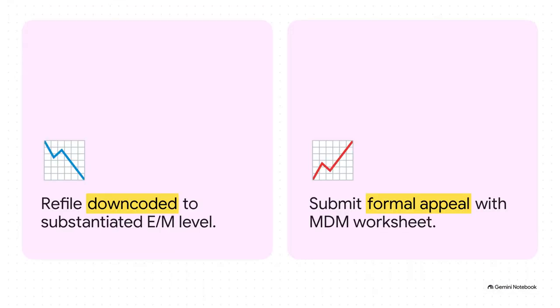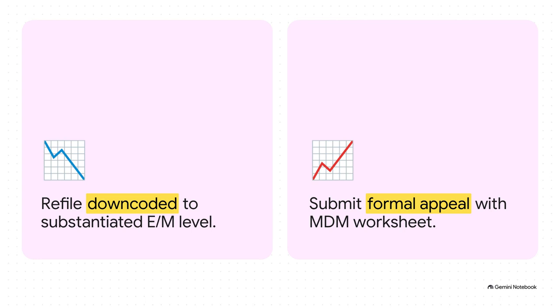So the crucial point is understanding that you really have two entirely distinct resolution paths. Path A, if your internal audit shows that the build level is genuinely unsupportable, like actually the note really only justifies a 99213 instead of the 99215 that was billed, then you have to refile a corrected, downcoded claim, or just accept the payer's adjustment. Seriously, do not appeal a weak chart. It's a waste of time.